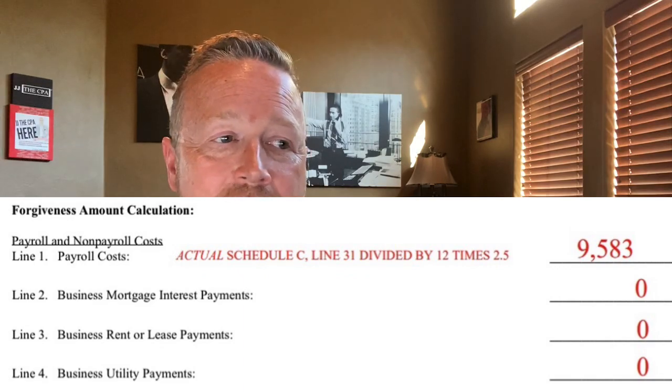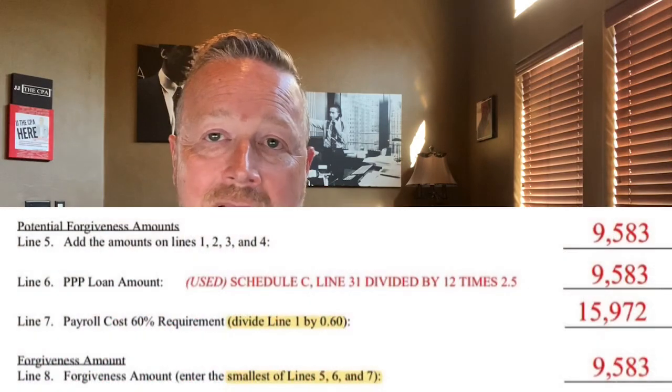Now, what is the potential forgiveness? So now we're looking at line 5. Well, on line 5, what are we doing?